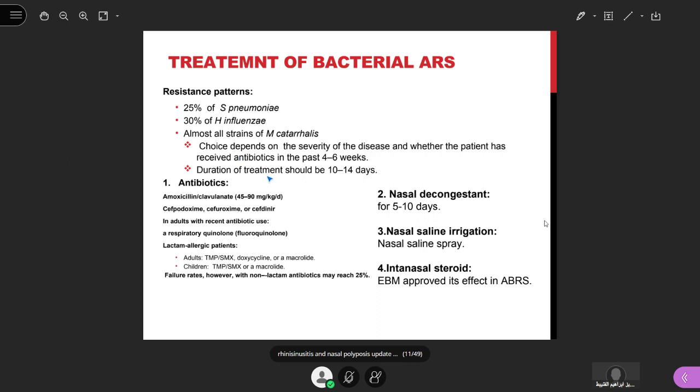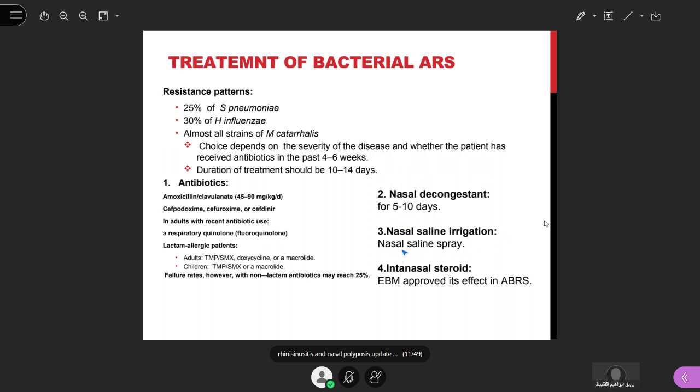The resistance pattern: Streptococcus pneumoniae is 25%, Haemophilus influenzae 30%, and almost all strains of Moraxella catarrhalis have resistance. So the antibiotic choice depends on the severity and age of the patient, plus the duration of treatment, which should not be less than 10 days. I have seen patients given antibiotics for only 7 days, which is not recommended for acute rhinosinusitis. You can start with Augmentin, or use cefuroxime or cefdinir for less severe infection. In patients allergic to beta-lactams, you can use Bactrim, doxycycline, or macrolides, plus a nasal decongestant for maximum 5 days.